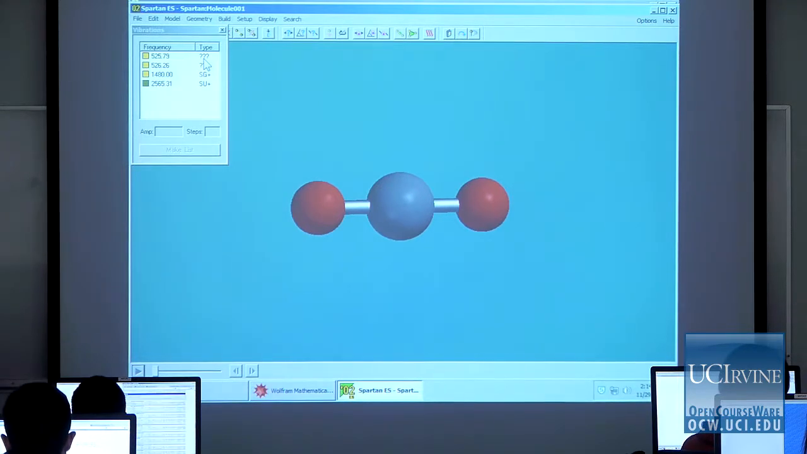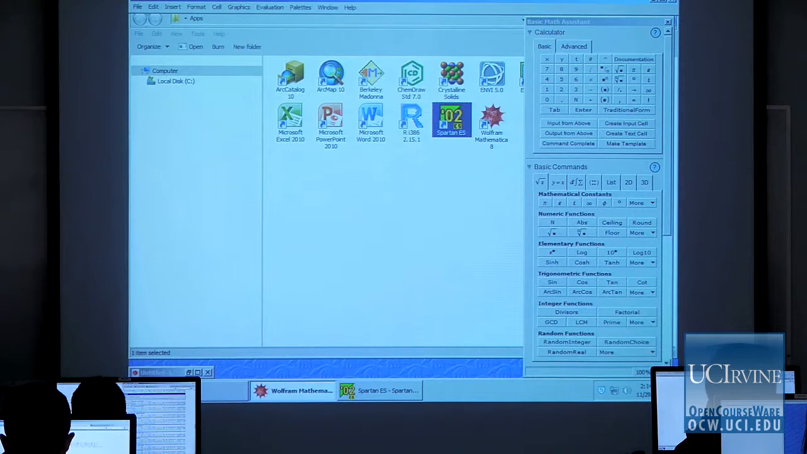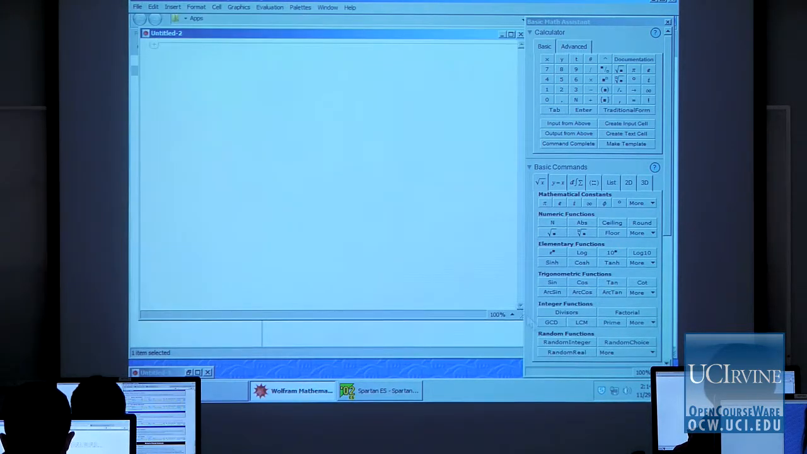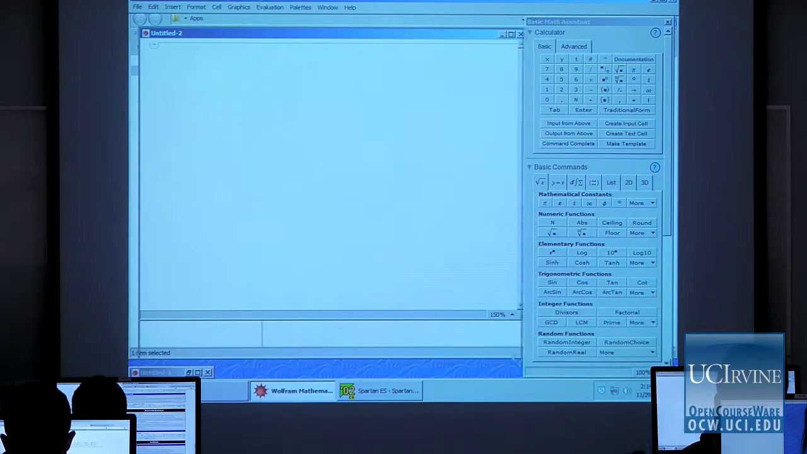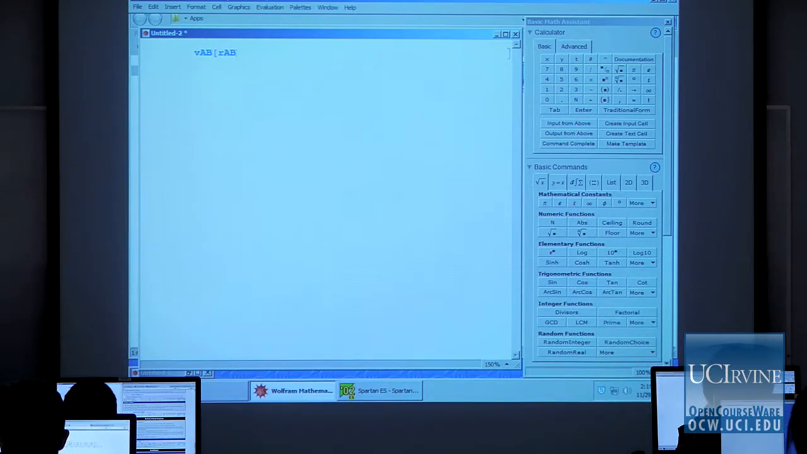Okay, so we're going to get rid of Spartan and bring up Mathematica. All right, so first is VAB, so I'm going to call that V, little v, capital AB. And this is going to be a function of little r, capital AB, underscore, colon equals. And then that's going to be D times, parentheses, EXP, bracket minus 2 times A times RAB minus B.